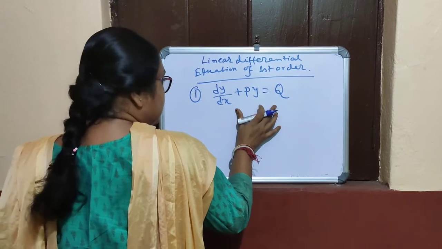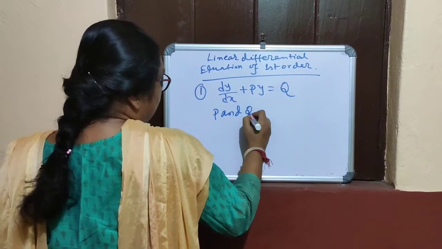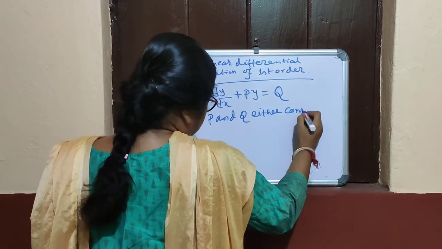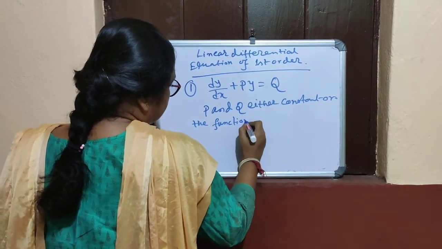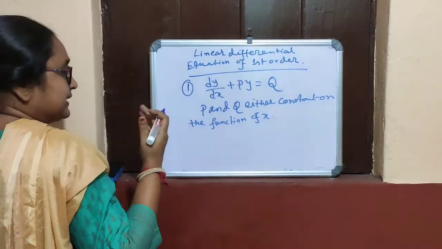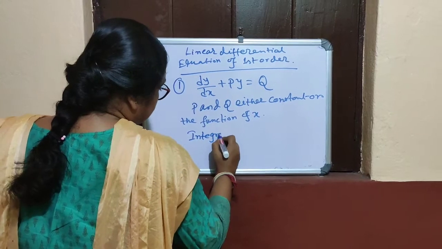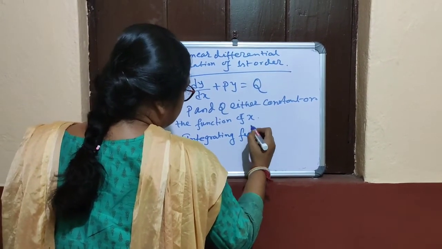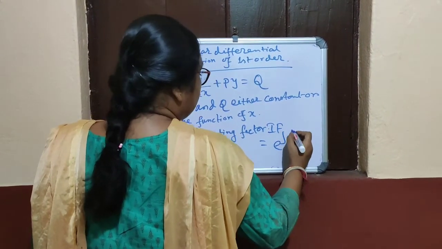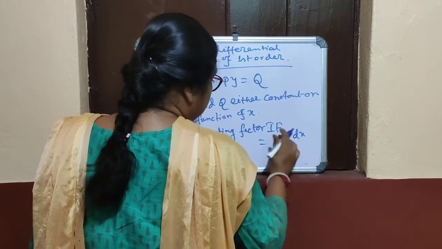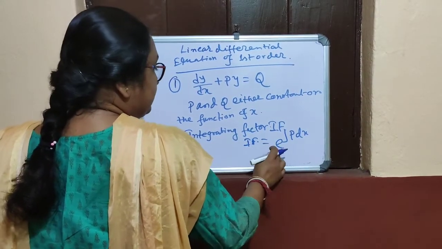What is the way to solve this type of equation? Here P and Q are either constant or function of x. Then what is the way to solve? Here the integrating factor, denoted as IF, is equal to e to the power integration P dx. This is called an integrating factor. Integrating factor IF is equal to e to the power integration P dx.